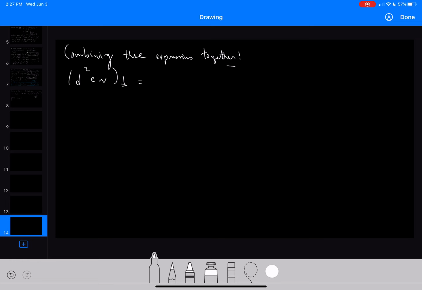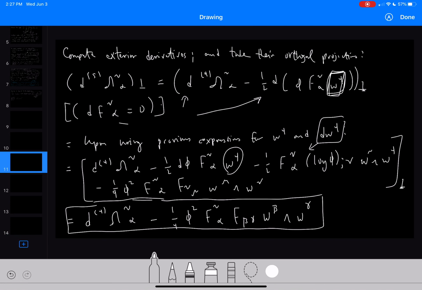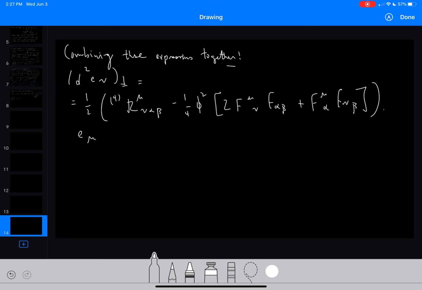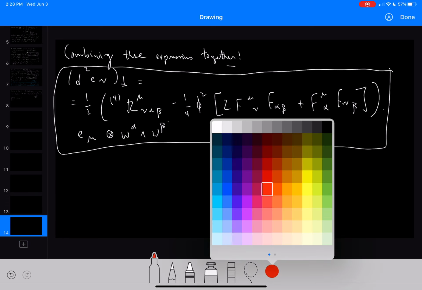is going to be equal to 1/2 the 4-dimensional Riemann tensor, minus 1/4 phi squared, 2 f_mu nu f_alpha beta plus f_mu alpha f_nu beta, and then this is going to be multiplied by e_mu tensor product omega alpha omega beta. I will call this equation double star.